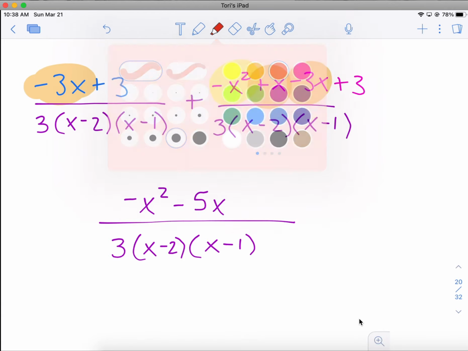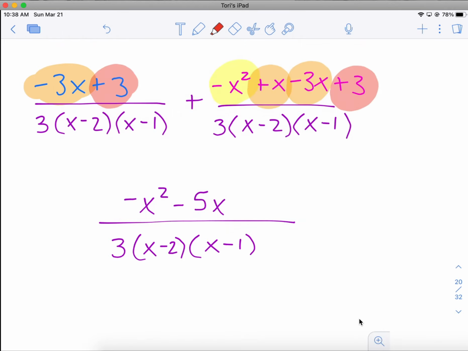Sorry about that. And then all of my constants together. So 3 plus 3 should give us 6. All right. We are looking to simplify this.